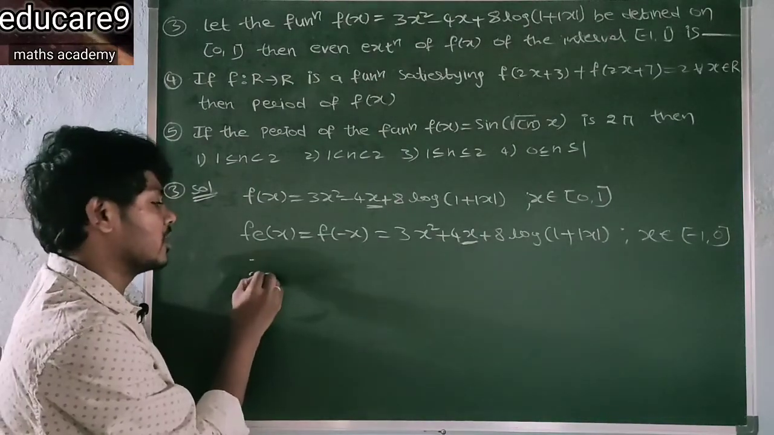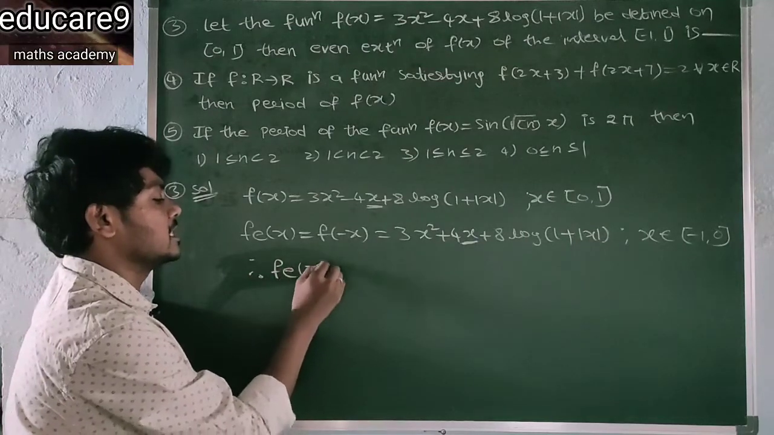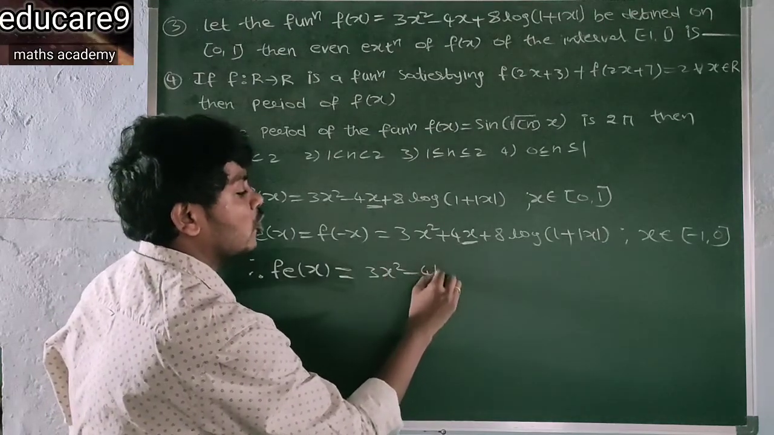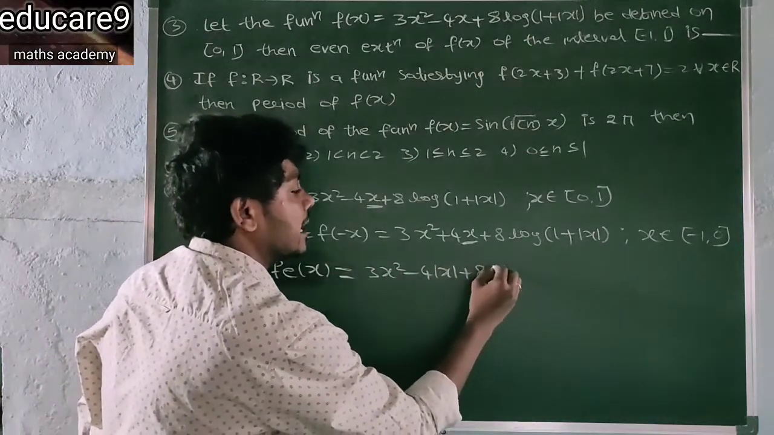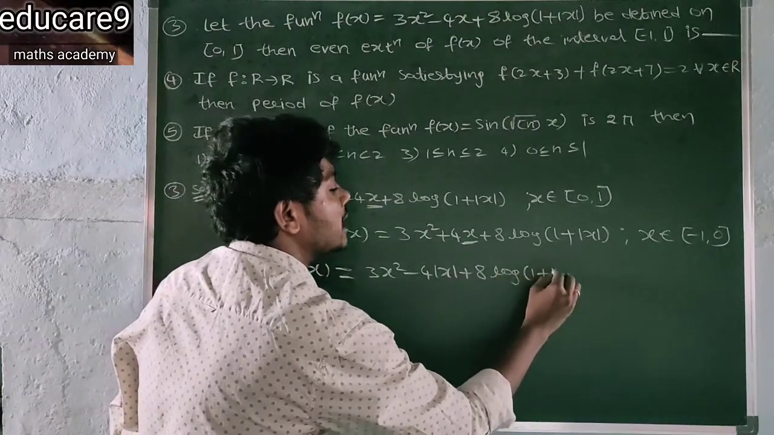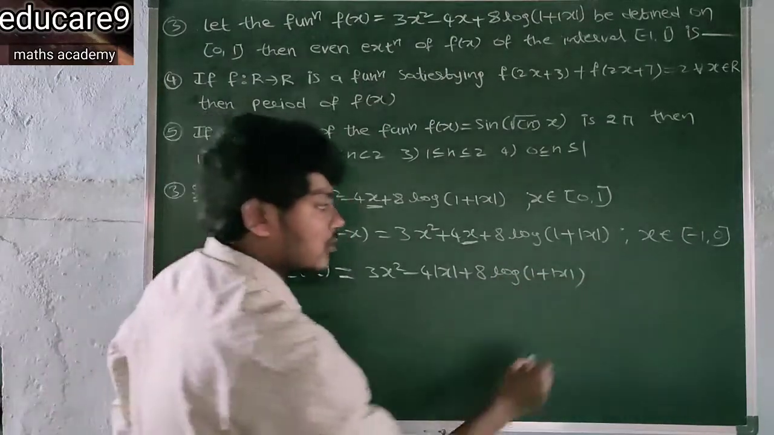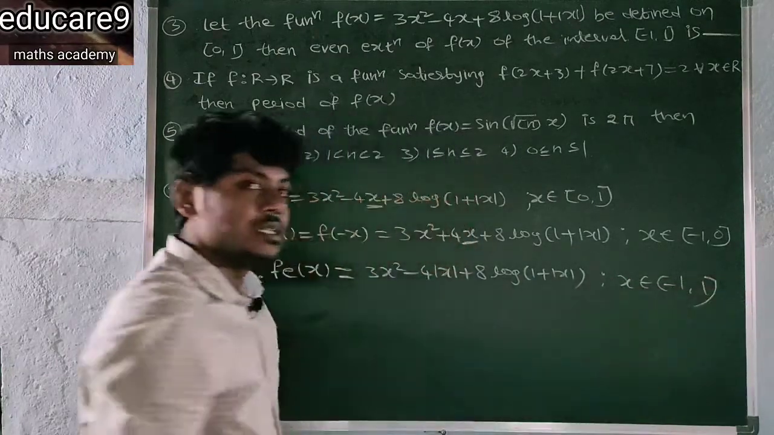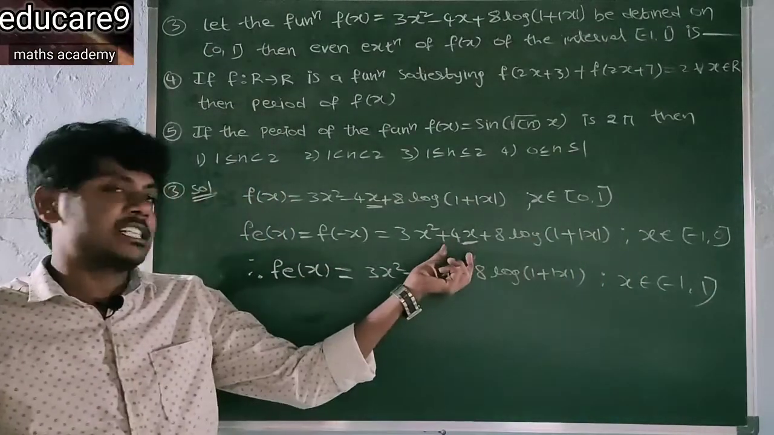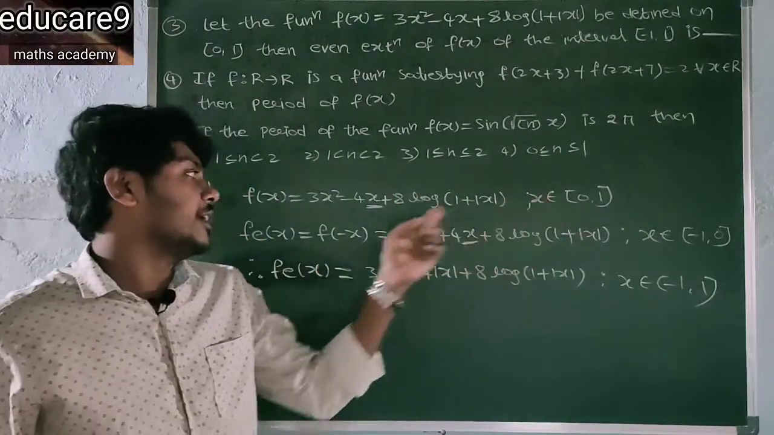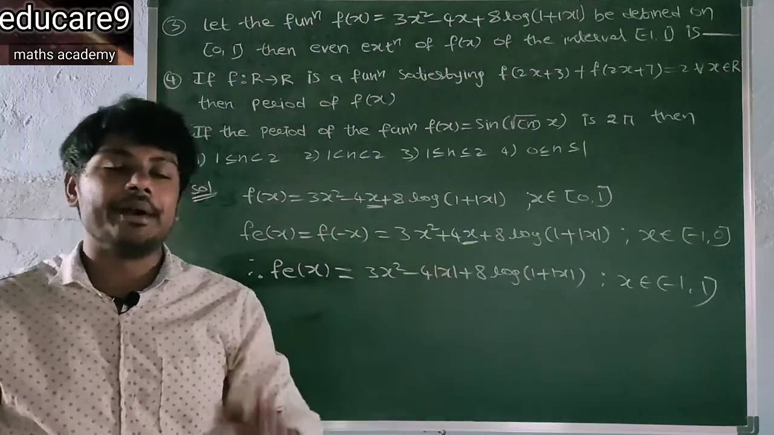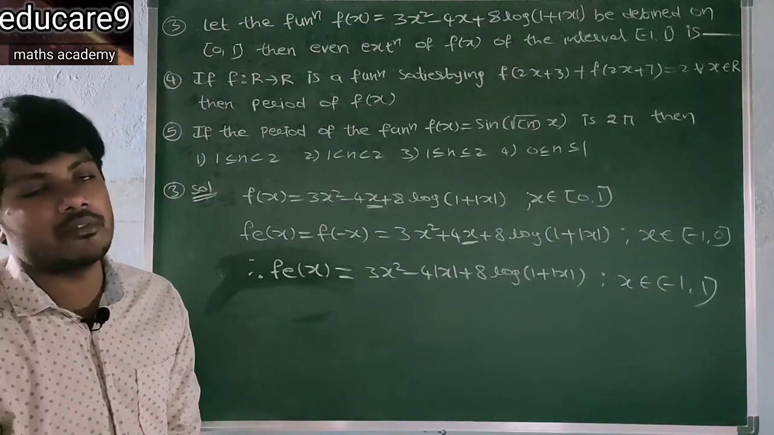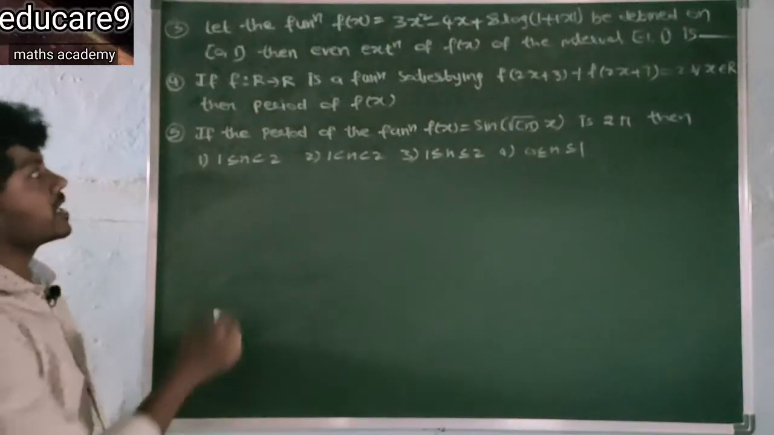So therefore f_e of x is 3x square minus 4 into mod x plus 8 log of 1 plus mod x, over the interval x belongs to minus 1 to 1. See here, for minus 1 to 0 it gets positive, for 0 to 1 it gets negative. So clearly write as mod x. So this is the even extension over the interval minus 1, 1. So see the next question.